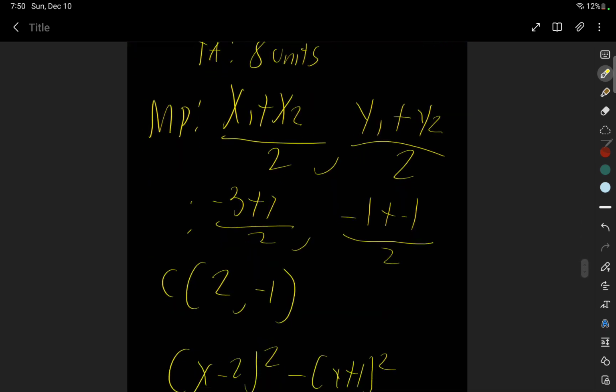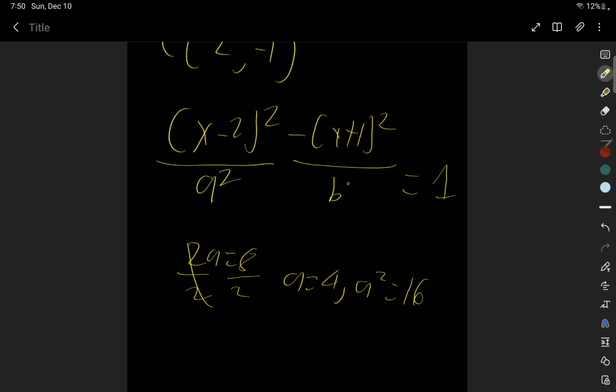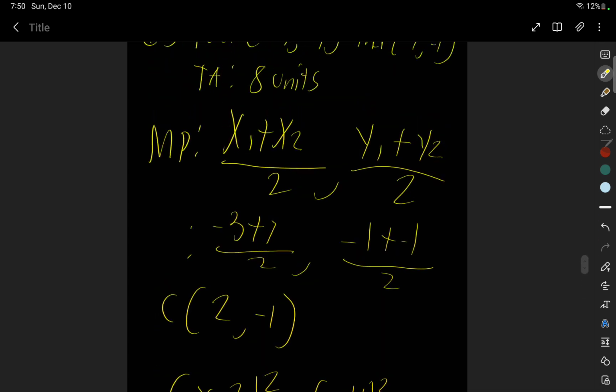Okay, the transverse axis is 8 units. So, 2a is equal to 8. Divide both sides by 2. a is 4. Then a squared is 16. So, dito si a squared and b squared. Ang a squared natin is 16.